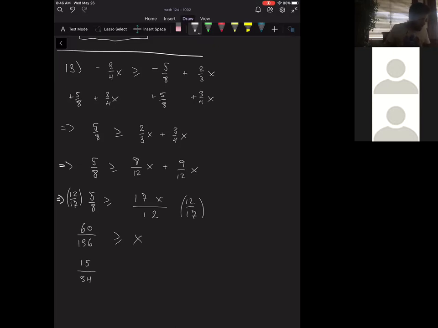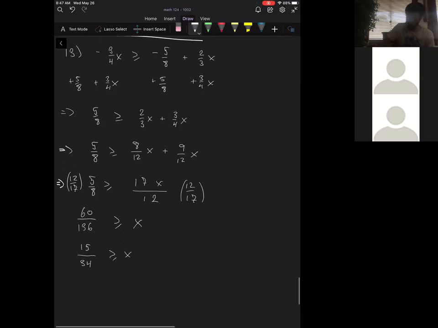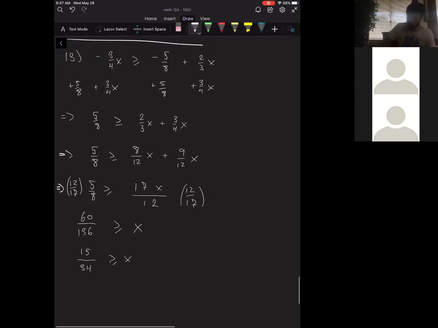Let's make sure we don't make any mistakes here. No, it doesn't give us the answer. I think that's as simplified as we can go, because 3 doesn't go into that, 5. Okay, so this simplifies into this. So we have x is less than or equal to 15 over 34.